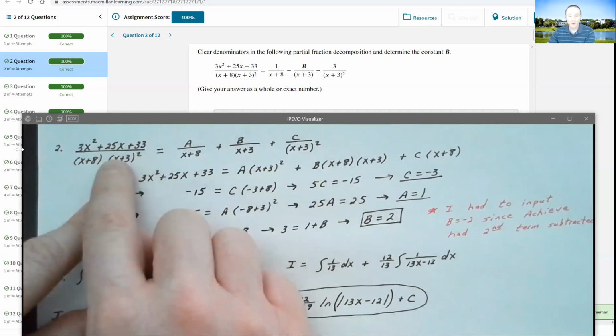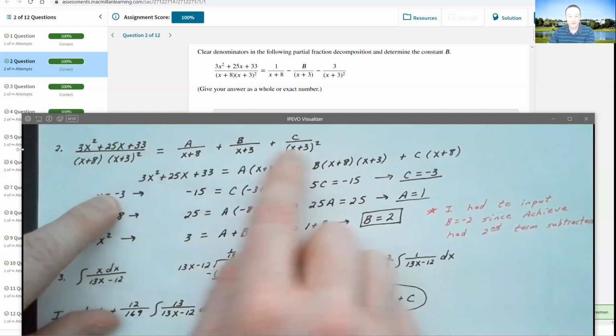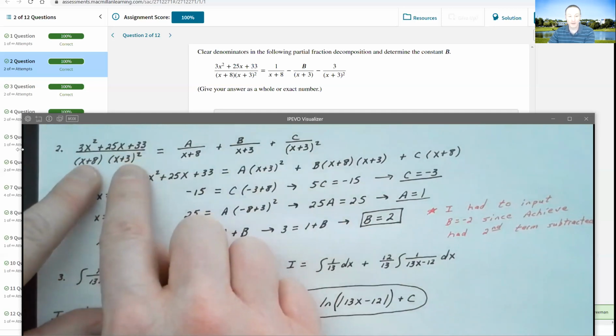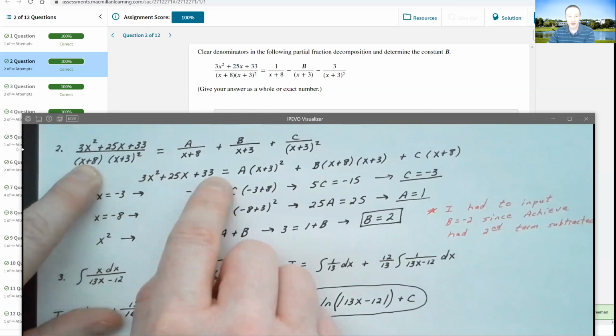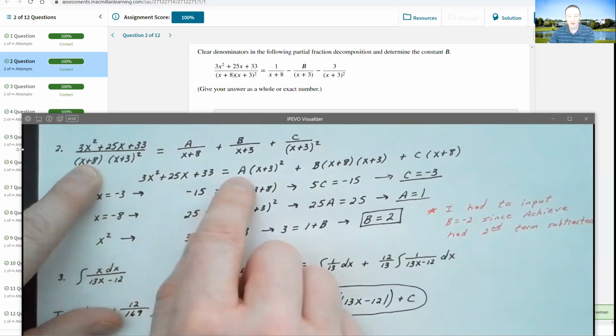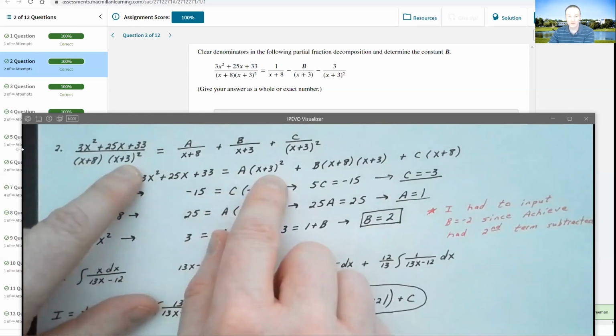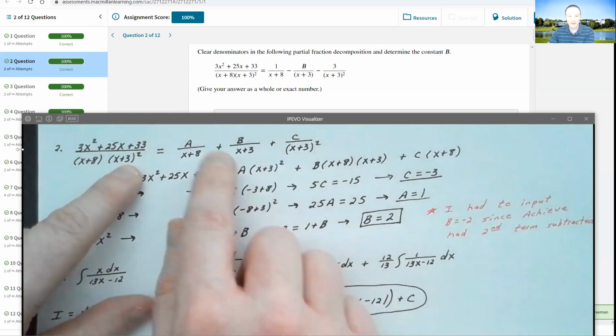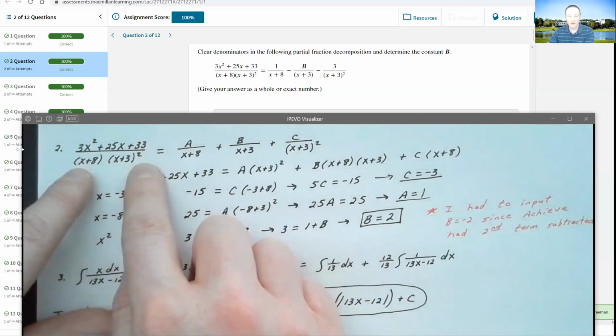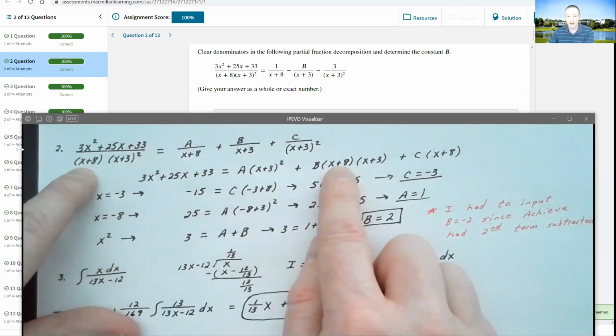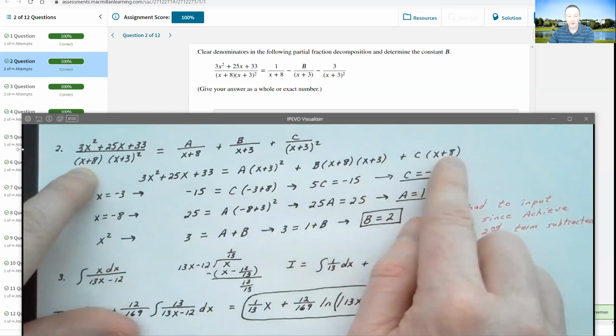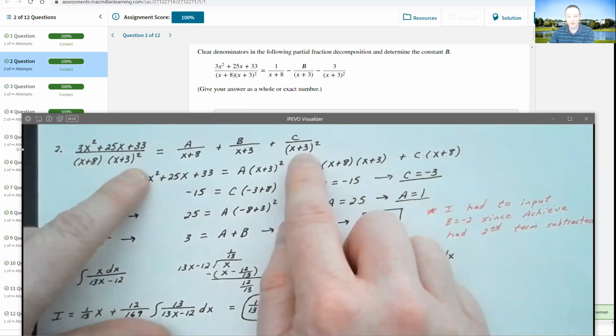Now, in order to simplify for these partial fractions, I multiply by the least common denominator on both sides. On the left-hand side, I get my numerator left over. On the right-hand side, I'll have A times x plus 3 squared. Then I'll have B. B is going to be multiplied by one factor of x plus 3 and the x plus 8. The C is only going to be multiplied by x plus 8 because the x plus 3 quantity squared would cancel with its denominator.